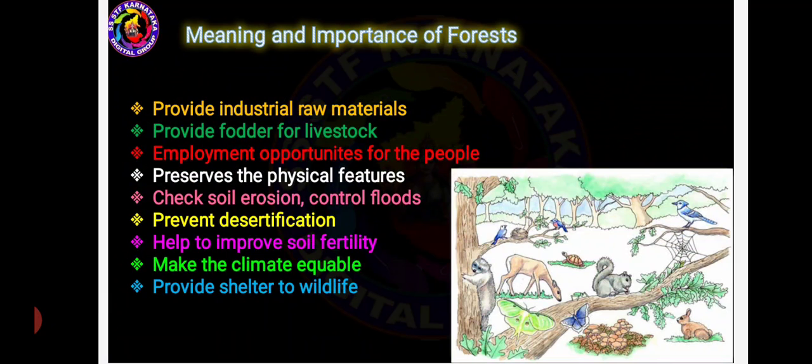5. Soil erosion and floods are controlled. 6. They prevent or avoid desertification. 7. They help to improve soil fertility. 8. They balance the climate. The last, 9. They provide shelter to wildlife.